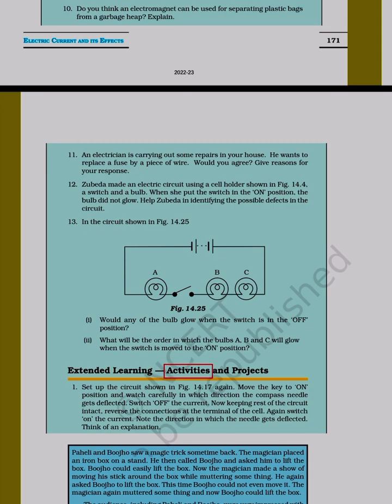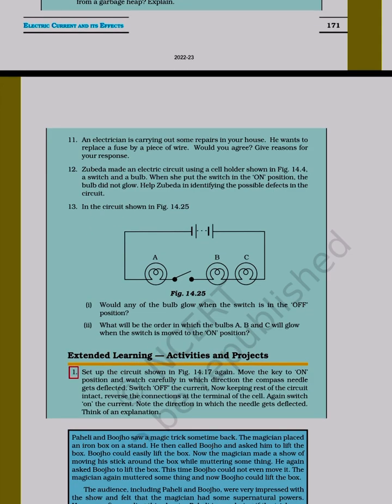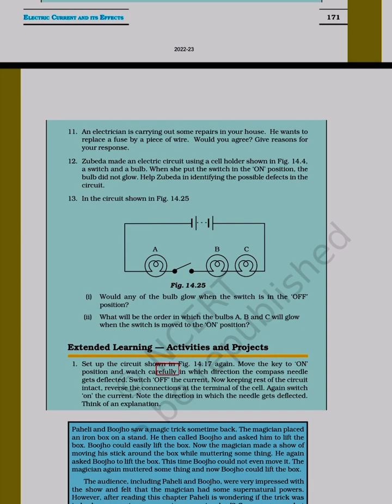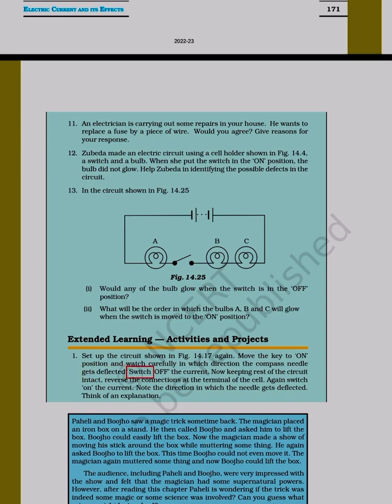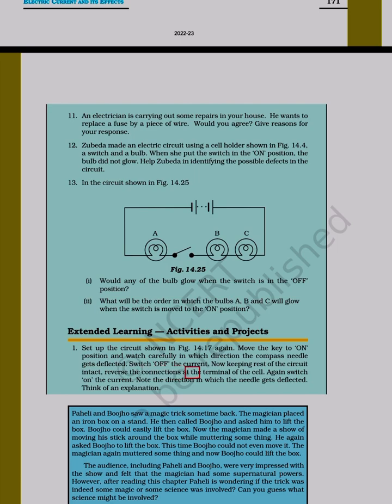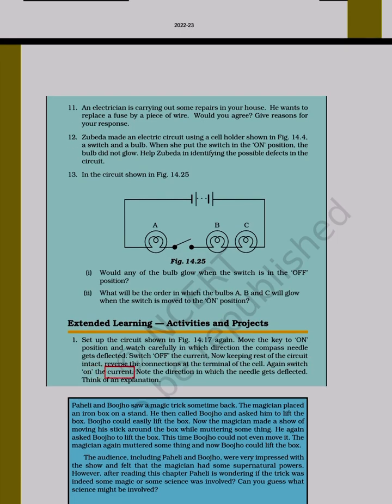Extended learning activities and projects. 1. Set up the circuit shown in Figure 14.17 again. Move the key to the on position and watch carefully in which direction the compass needle gets deflected. Switch off the current. Now, keeping the rest of the circuit intact, reverse the connections at the terminals of the cell. Again switch on the current. Note the direction in which the needle gets deflected.